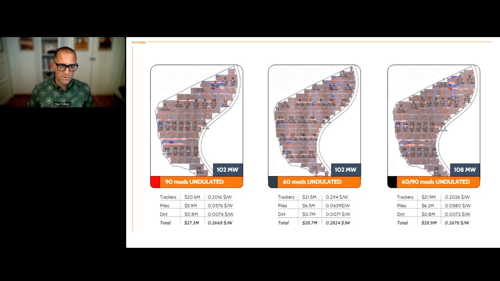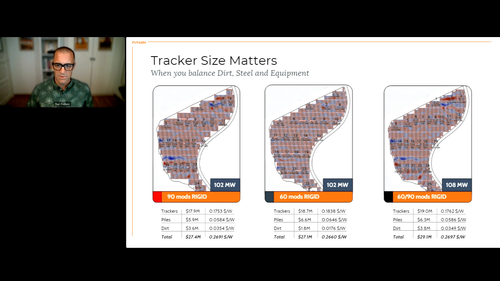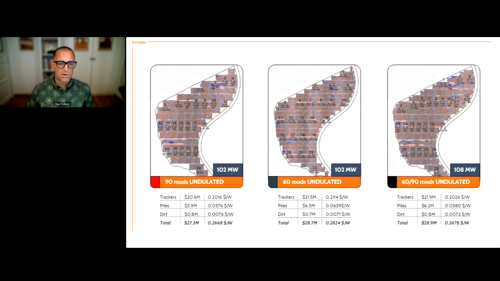If we look at what happens to the dirt cost, let me just toggle back and forth. We go from 3.6, and we're going to add a little bit more in terms of piles. We're going to have more piles on the 60 mod side. But for the same megawatts, there's now a substantial difference between the 60 and the 90. And again, if we want to go into that higher DC output, we could leverage this if that's one of the goals for the project.